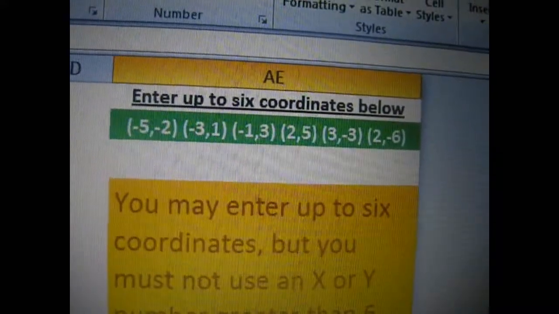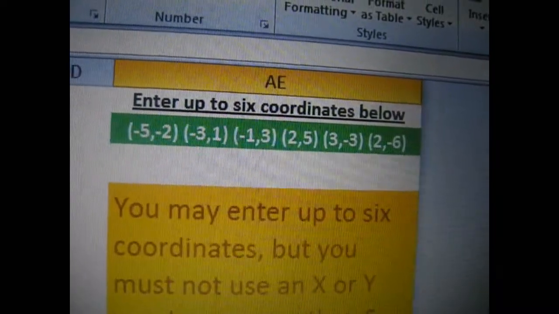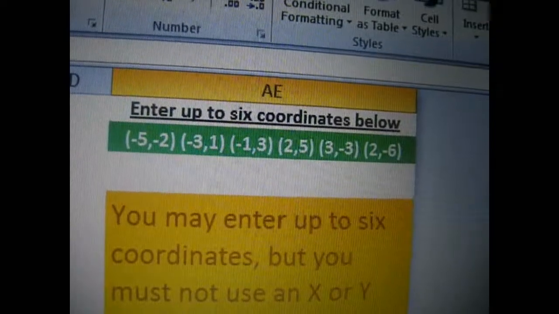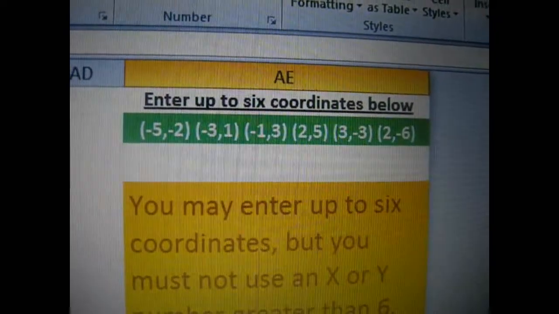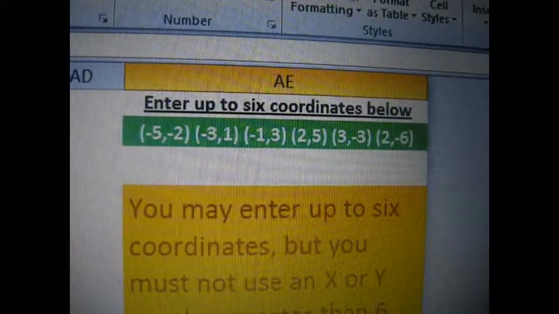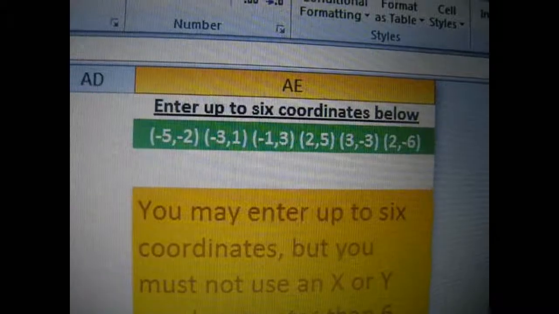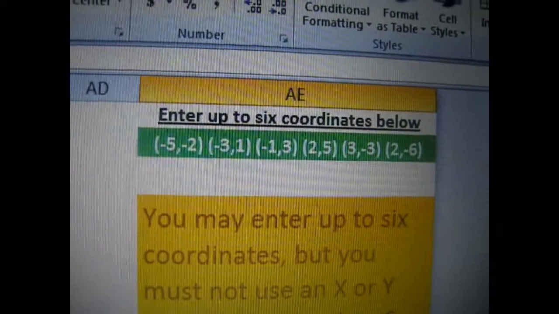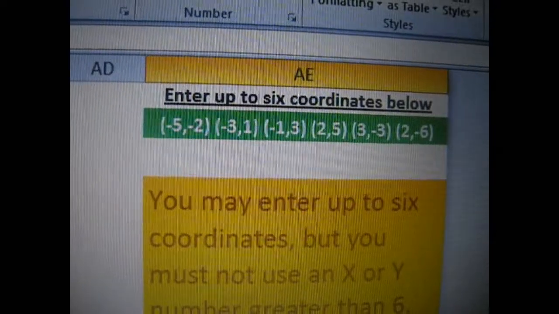A coordinate should be as follows: parentheses, -5, comma, -2, close parentheses. That is a coordinate. The first number, -5, is for x. The second number is always for y. You separate a coordinate only by a single space, as you see here.